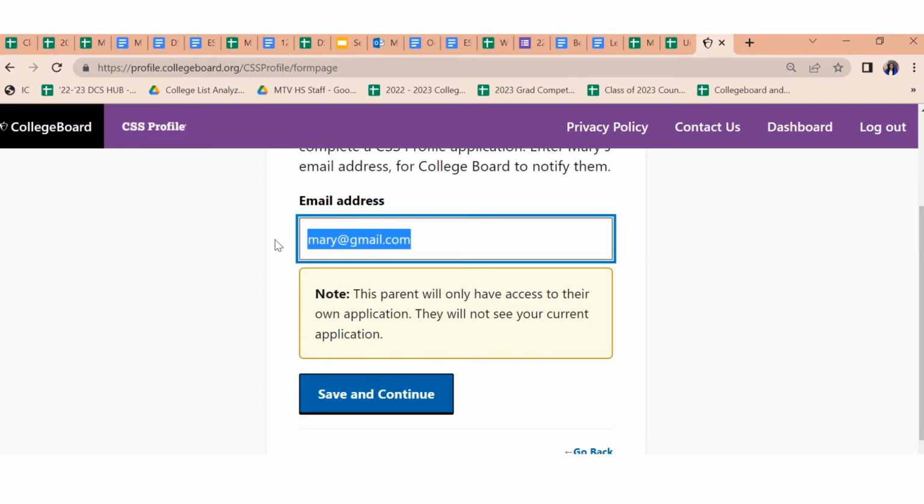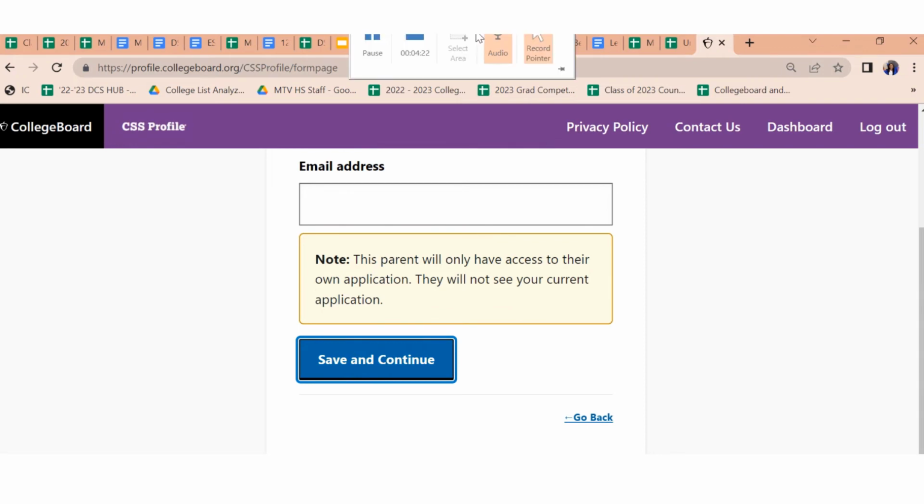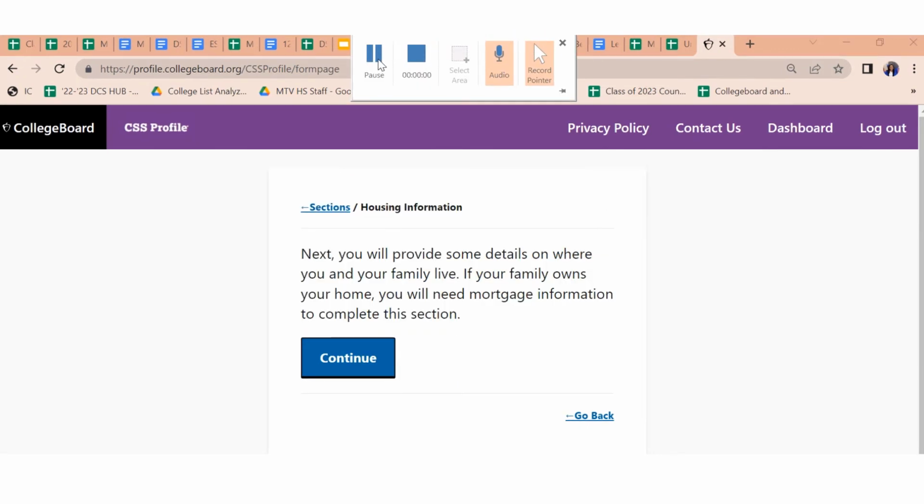And if you don't have that, it is also okay to leave that blank. Okay, and now we're going to go back to talking about the student and the student's custodial parents and providing information about where the student and family live. So if you own your home, now would be the time to make sure you have your mortgage information in front of you.